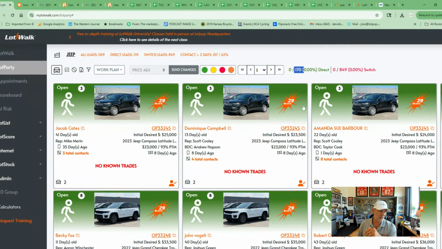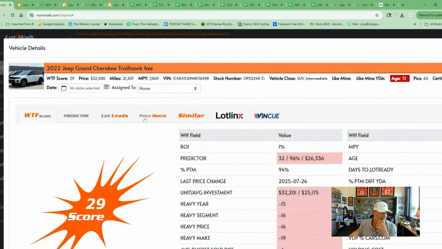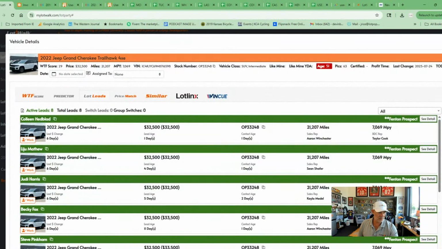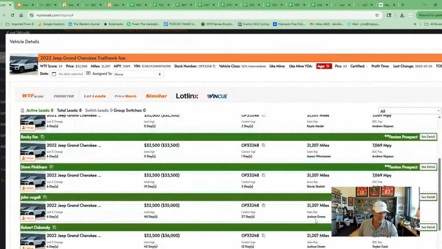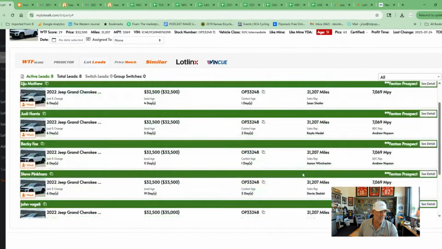The other thing I want to show you, and why this is a more efficient way to manage a lead, is if I take a look at this truck at this dealership and look at the leads, look at the sales reps: Aaron, Sean, Kayla, Aaron, Steve, Joshua. There's half a dozen people working these 8 leads.